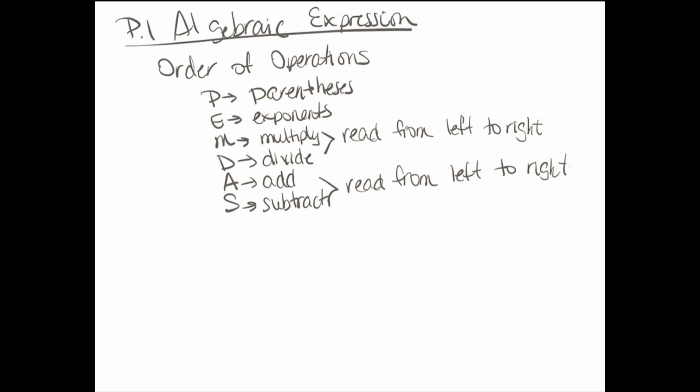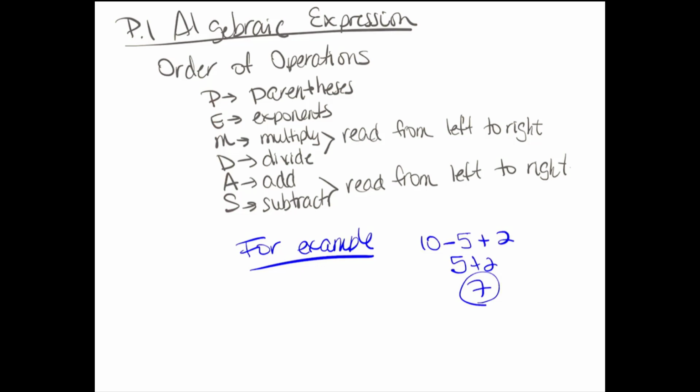So for just a quick little example, if we had, let's say, 10 minus 5 plus 2. If we just read PEMDAS the way that it is, some people think that you have to add before you subtract, right? But you don't. When it comes to adding and subtracting, they kind of work together. So we're just going to read this one from left to right. The first thing we're going to do is 10 minus 5, which is 5, and then add the 2 and end up getting 7 as our final answer.